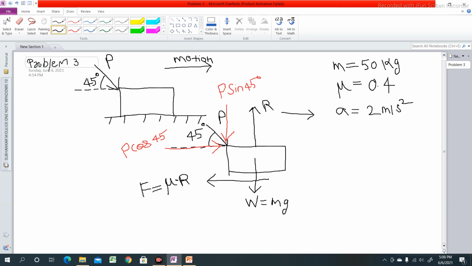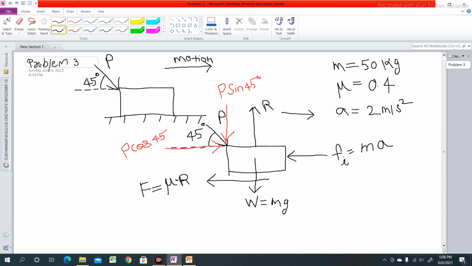So since the motion of the block is towards right, the inertia force on this block will act along negative x direction, or along left side. That is, this is the direction of inertia force acting on the block. Let me denote inertia force by Fi. Small fi is equal to mass of the block into acceleration with which the block is moving. This is the inertia force. Now the free body diagram of this block is completed.